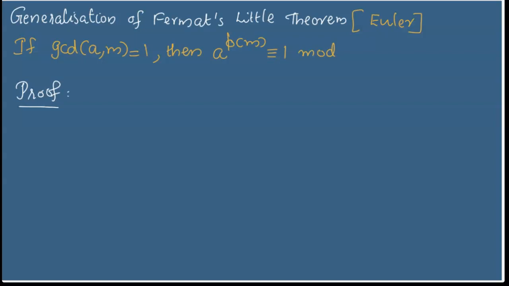Generalization of Fermat's little theorem due to Euler. It states that if GCD of A and M is equal to 1, then A raised to phi of M is congruent to 1 modulo M.